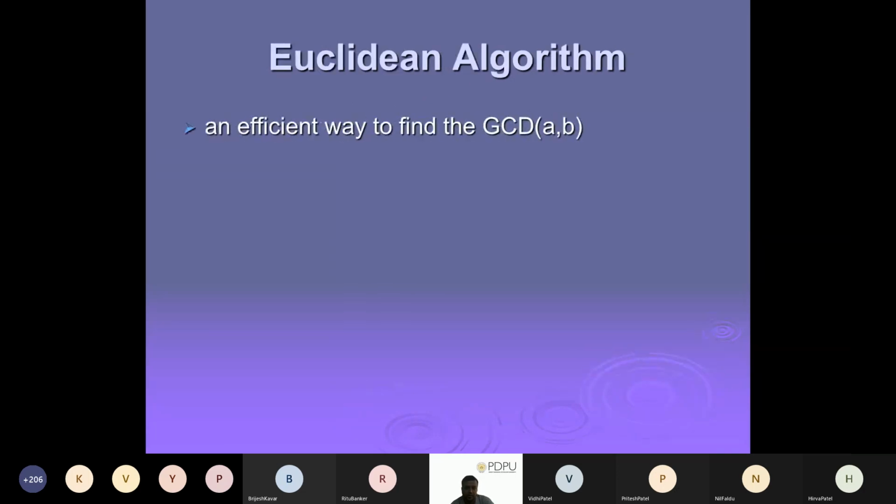So this is our Euclid algorithm. After completing the modulo example first, this is what we want to find out: the GCD of a and b.